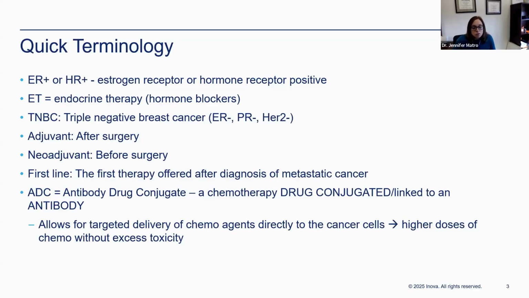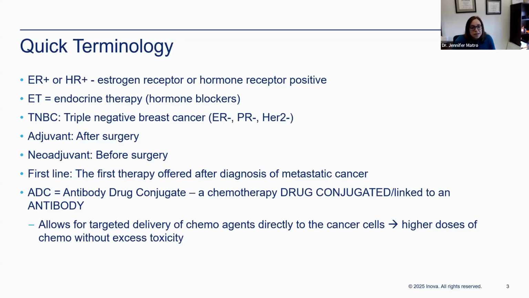The term adjuvant refers to giving treatment after surgery, and neoadjuvant means before surgery. So sometimes we give neoadjuvant chemotherapy before surgery. Sometimes we give adjuvant chemotherapy or adjuvant therapy after surgery. First line means that's the first therapy that we offer after the diagnosis of a metastatic cancer. So if somebody maybe had cancer 10 years ago and it just came back, the first line of medicine that's what we call first line.